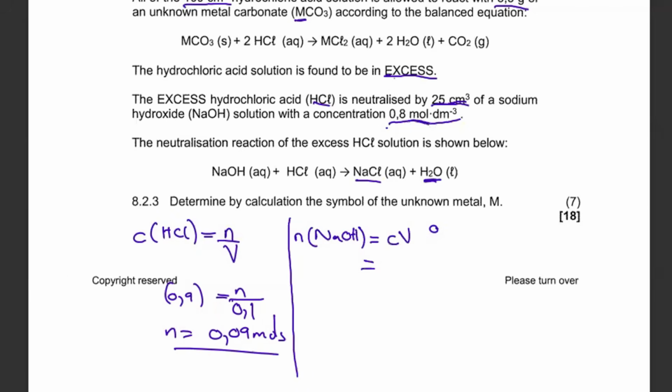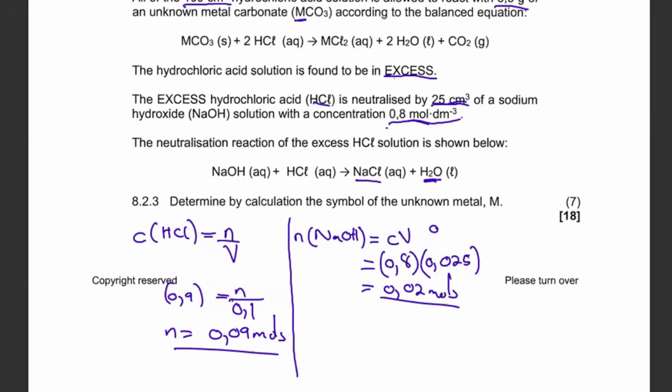Therefore, this is equivalent to the concentration, which is 0.8, multiplied by the volume. Are we going to use 25? No, you got that right. We're supposed to convert that 25 cubic centimeters to dm cubed by dividing it by 1,000. So if you divide 25 by 1,000, we're going to get 0.025. Then we multiply for us to get the number of moles. So if we do our math there, we're going to get a value of 0.02 moles. So this is the number of moles that we have, right?